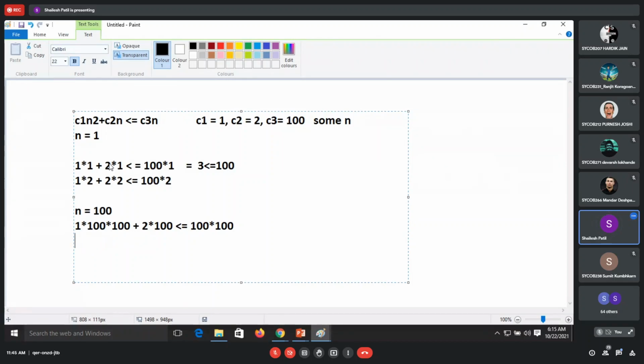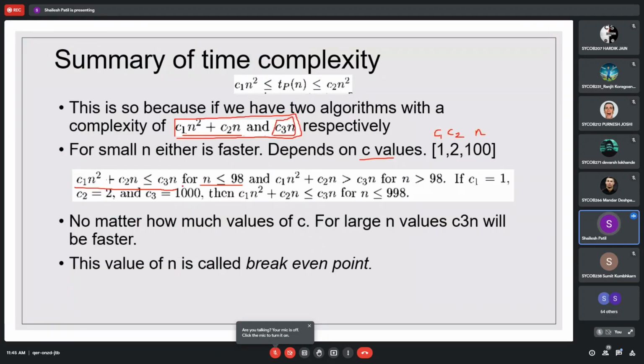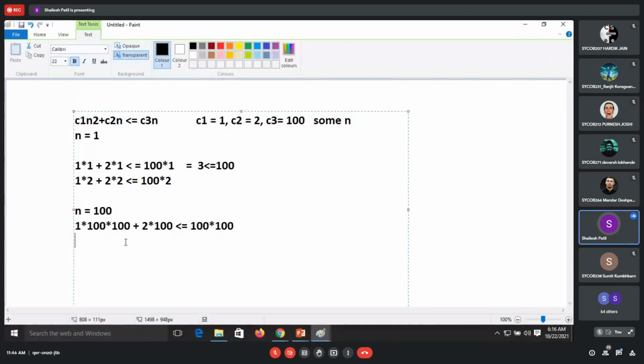So it will be 100 into 100, and now it will be false. What will be the final output now? This is 1 into 100 into 100, and C3 we have taken 100 into 100. So how is it false now? Is anything wrong here? C1 n square, C2 n, C3 n. C3 we kept as 100, n is 100. So how does it become false?